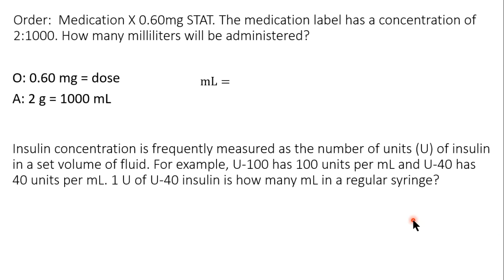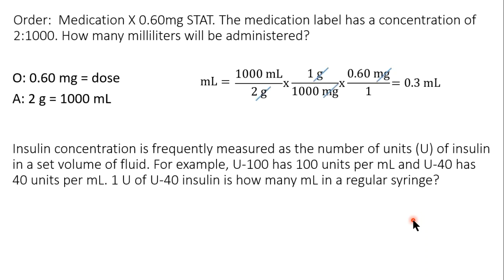So milliliters equals 1,000 milliliters over 2 grams, times the conversion rate from milligrams to grams, which is 1 gram over 1,000 milligrams, times the 0.6 milligrams we have to administer over 1 as a placeholder. The grams and the milligrams cancel out, and we are left with 0.3 milliliters.